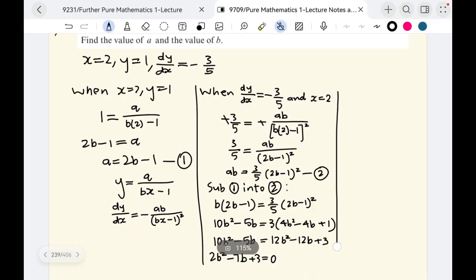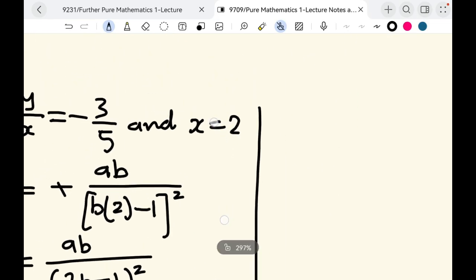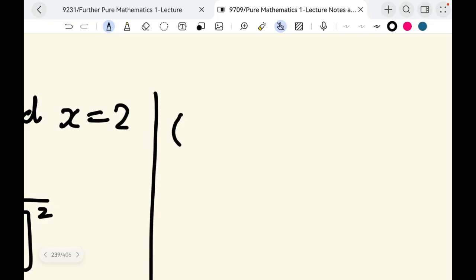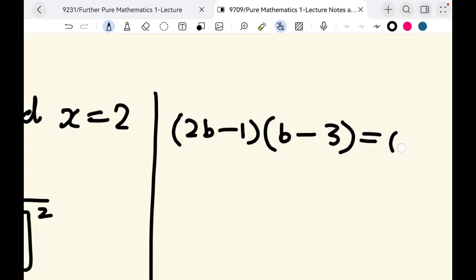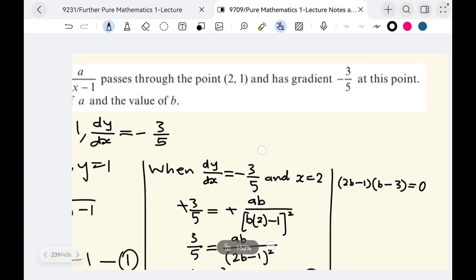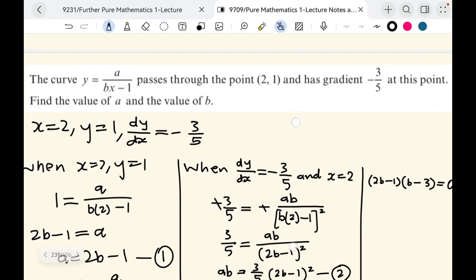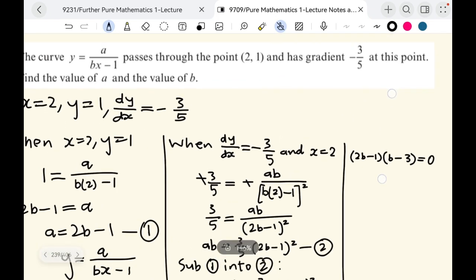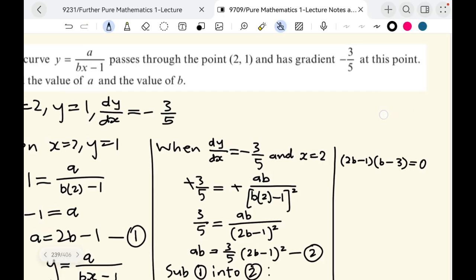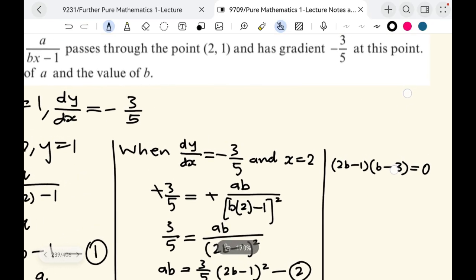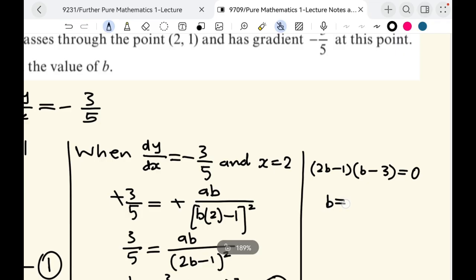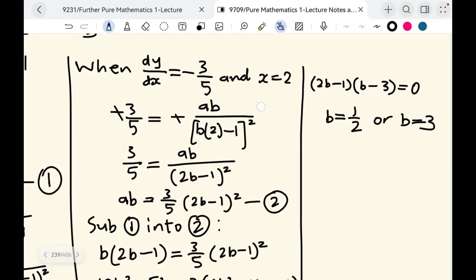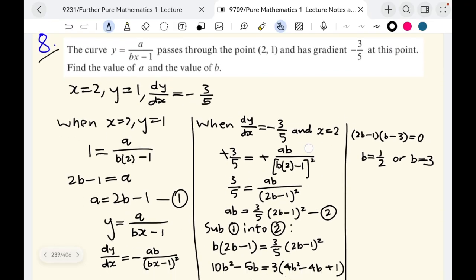Okay, not enough space. Factorize it, which you will get (2b minus 1)(b minus 3). So you will get b is 1 over 2 or b equals 3.